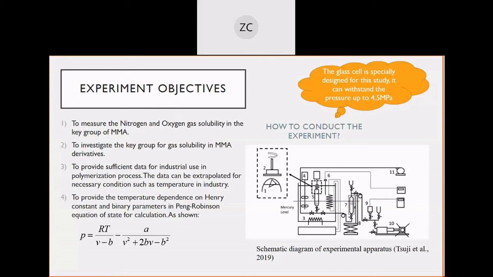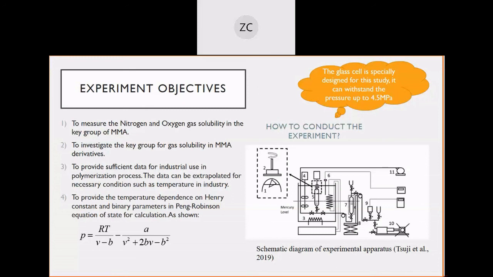Third is to provide sufficient data for industrial use in the polymerization process. The data can be extrapolated for necessary conditions, such as different temperatures in the industry. As far as I know, there is no gas solubility data in the key group of MMA that I proposed earlier. This study can make a great contribution to the polymerization industry. So how do we conduct this experiment?